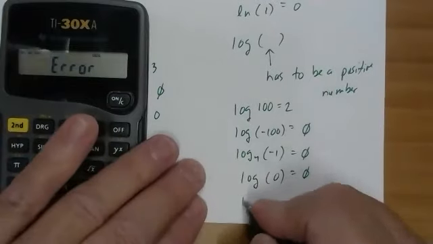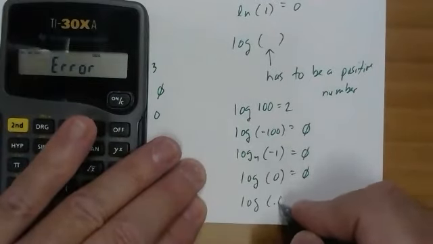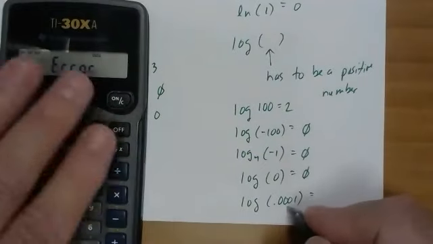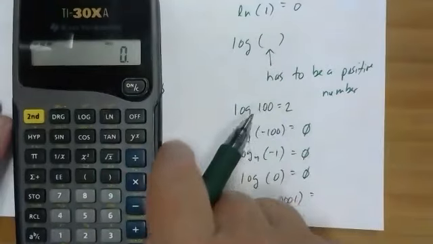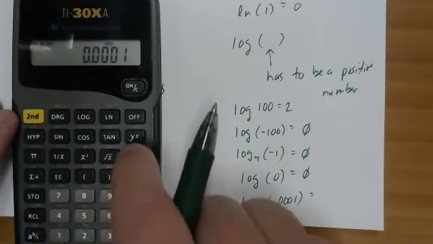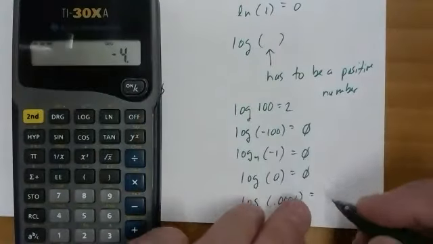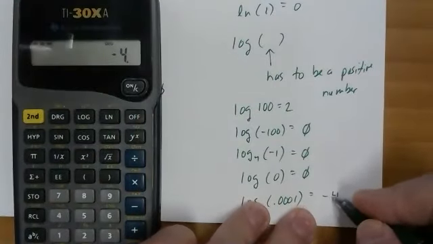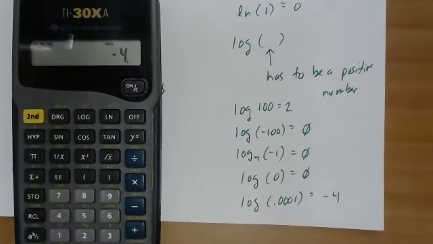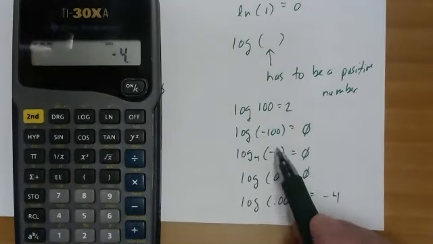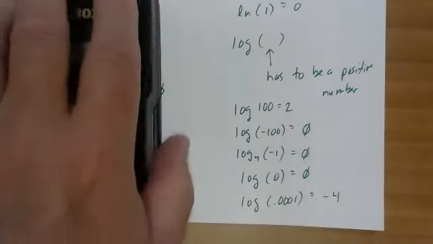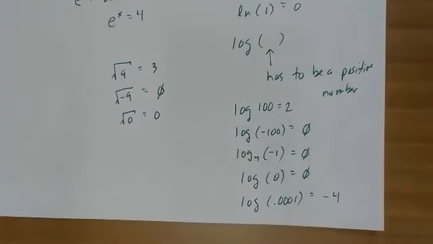Just for fun, what if I take a very, very small positive number, 0.0001. So 0.0001, I hit the log key. It's interesting, gives me a negative number, but it does give me an answer. Now we won't go into why this is negative, but the point is it does give me an answer. However, I cannot take the log of 0. I cannot take the log of negative numbers. All right, that was a very brief summary of the highlights of logs.